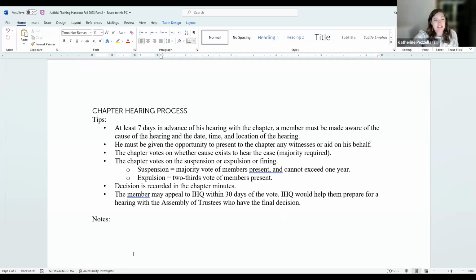All right. What did you notice that's different with the chapter hearing process from a judicial hearing? I said you have to give more notice, and then you're directly presenting to the chapter as a whole, as opposed to just the J board. And then there's a direct vote from the chapter, and I know the suspension's majority, and then expulsion's 2/3, and then instead of appealing, you appeal all the way to HQ, and then they make the final decision.